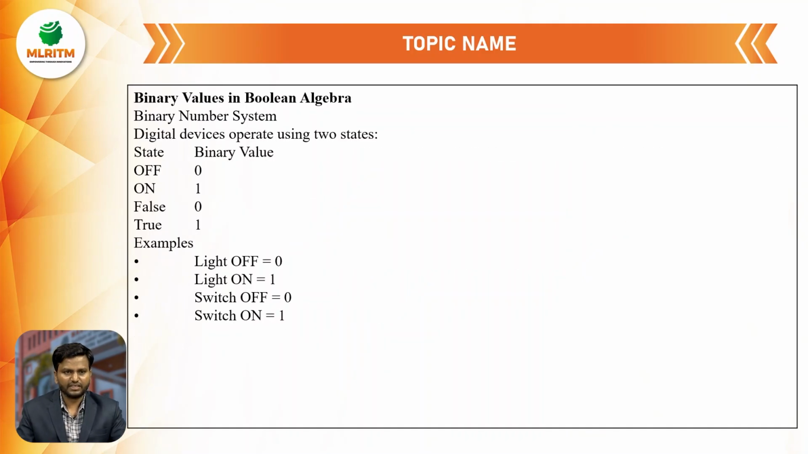Binary values and Boolean algebra. Binary number systems: digital devices operate using two states. Zero is the off state, one is the on state. If it is off, it is taken as 0, and if it is on, it is taken as 1. False is also taken as 0, and true is taken as 1. Examples: light off means 0, light on means 1, switch off means 0, switch on means 1.